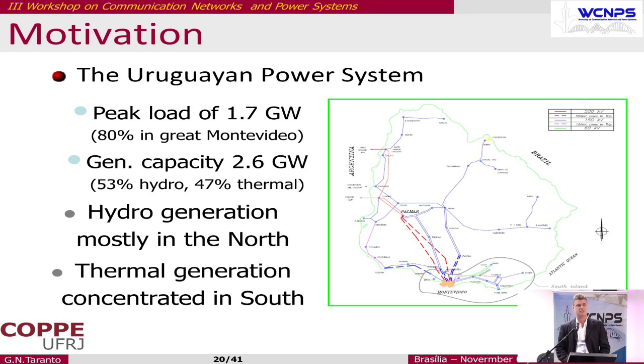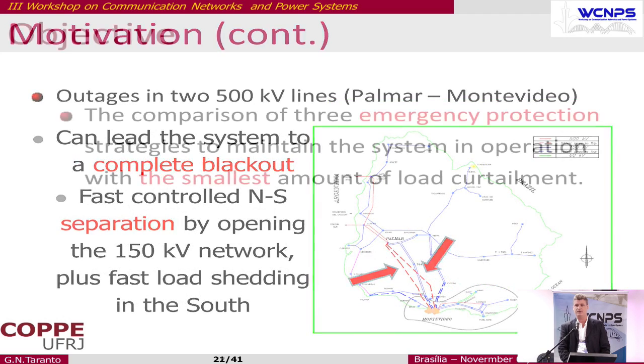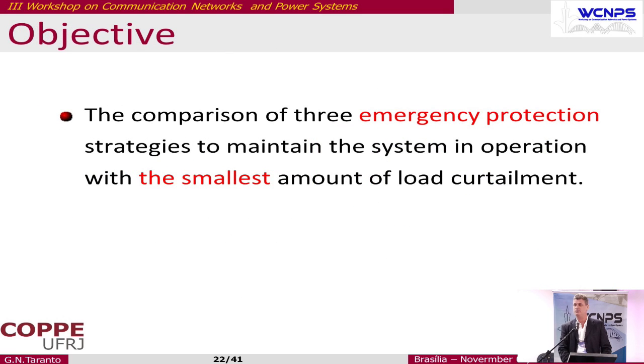I will use this as a benchmark for load shedding comparison. Okay, how can we do better, if we can? Splitting the system in two islands, maintaining stability in both systems. In the north, offshore, because they will be connected to Argentina, no problem. The problem is in the south. The island in the south, which is the big load.